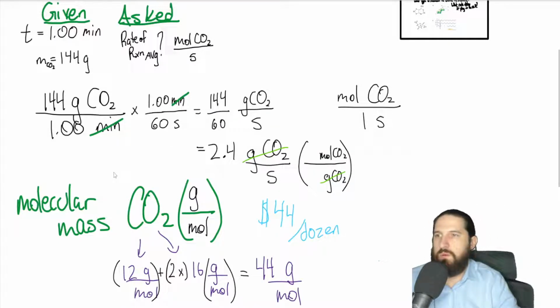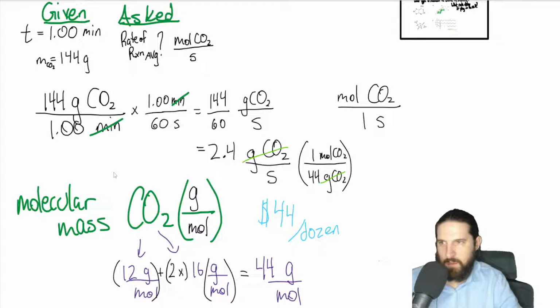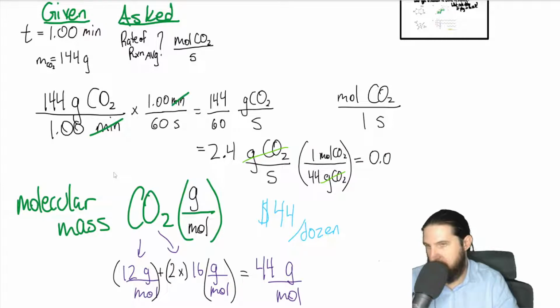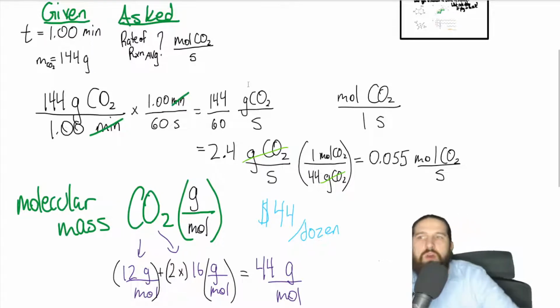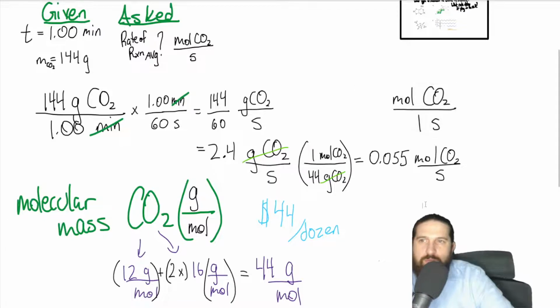So what do we have in terms of grams per mole? It's 44 grams per 1 mole, right? So we'll have to divide by 44. The value we get there is 0.0545454545. So let's just say 0.055 moles of CO2 per second. And that's our answer.